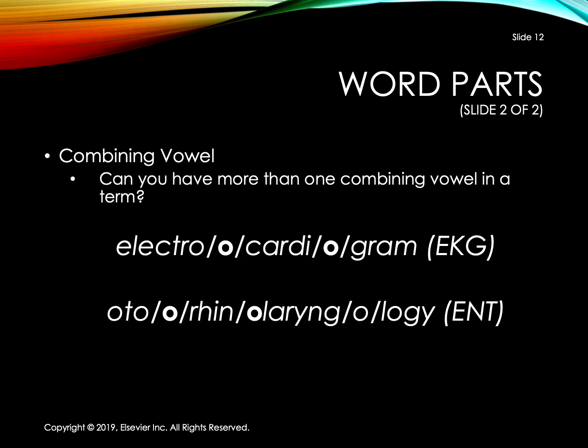So, can you have more than one combining vowel in a term? Yes, you definitely can. And here's a couple examples of that. One is electrocardiogram, and you can see that there are two O's. All right, two combining vowels that are sticking these word parts together. And then the other one is otorhinolaryngology, right? And then there's a couple O's that are serving as our combining vowels as well.